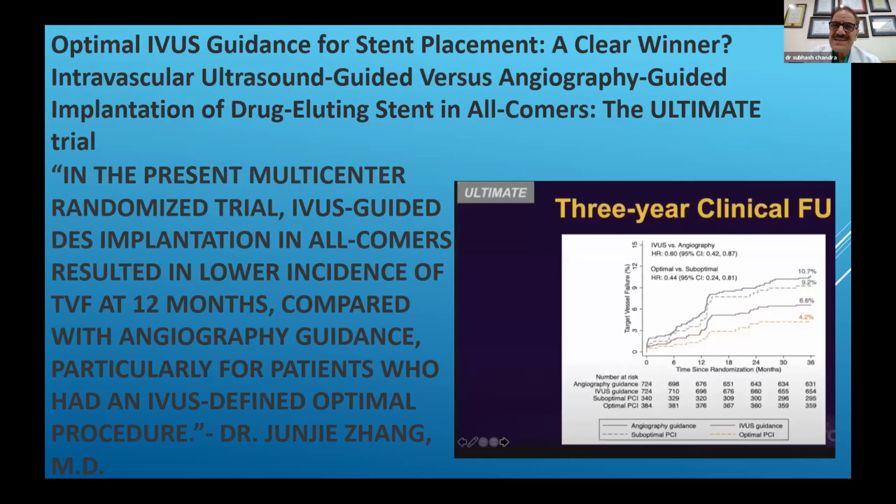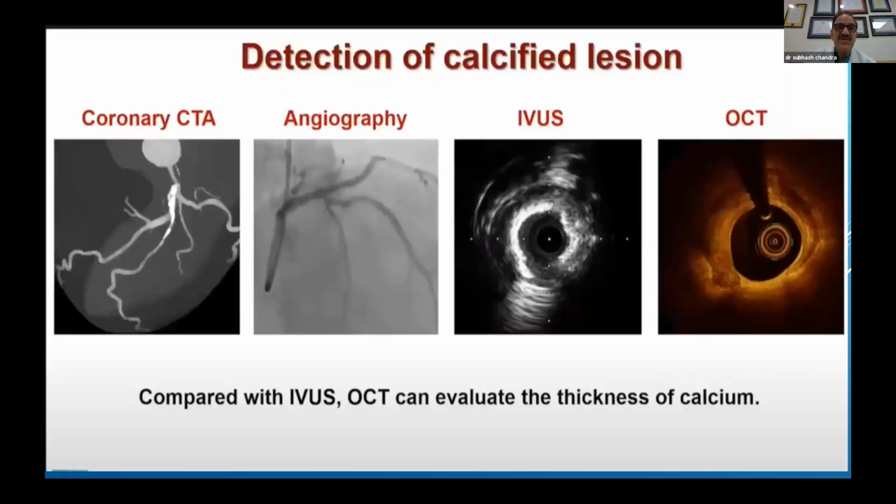There's ample data to suggest that if you use one of these technologies in routine angiographic angioplasty, your outcomes are definitely going to be superior. So as much as possible, if you're doing a complex PCI, you must use one of these technologies, as was evident from the ULTIMATE trial.